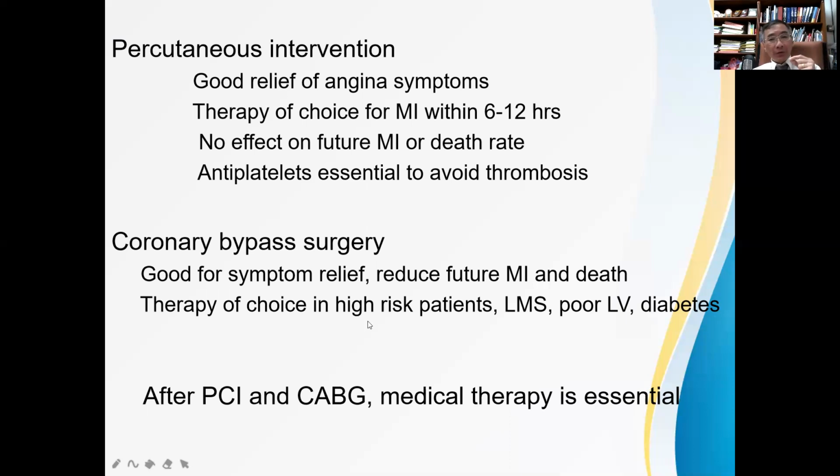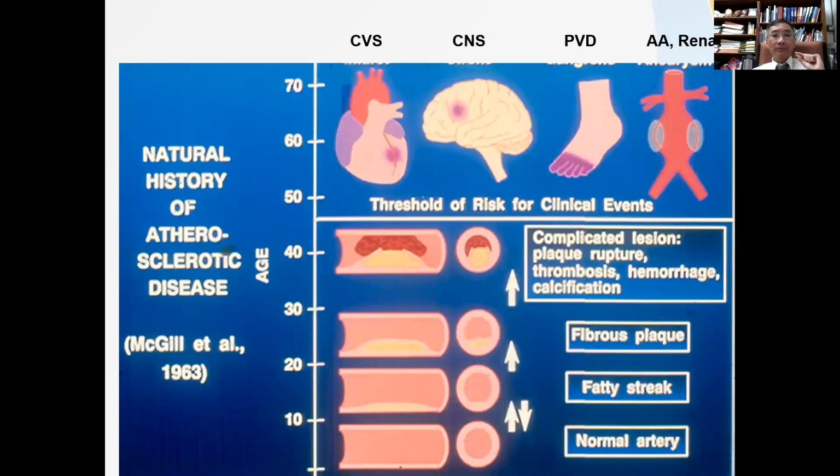So bypass surgery is the treatment of choice in the high-risk patient who, for example, has left main stem disease. That means blockage of the coronary artery, where the left main artery comes up, because if the patient clogs up the left main coronary artery, then the patient is at risk of dying. Patients with poor left ventricular function or patients with diabetes who can have diffuse multiple obstruction will also do better with bypass surgery. Remember that after percutaneous intervention and bypass surgery, medical treatment and lifestyle changes have to be continued.